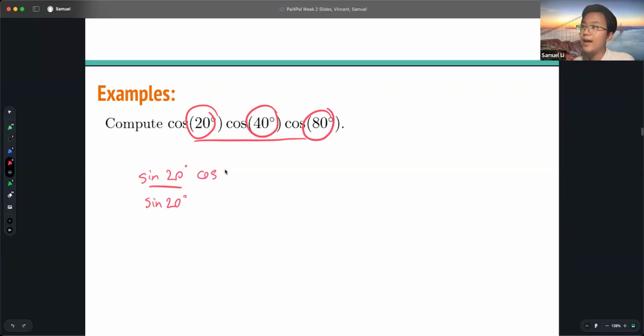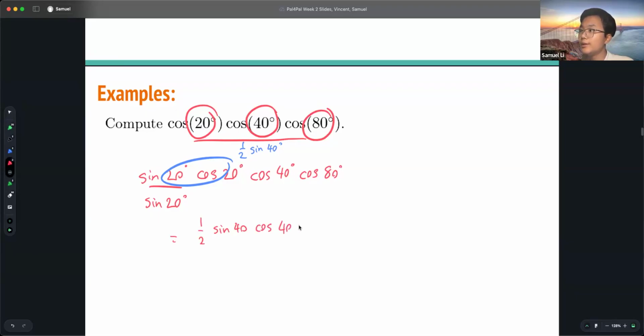And now we see that we have a really interesting thing on the numerator. Because first you look at these two terms and you realize that this is just the double angle for sine. So this thing right here is just half of sine 40. If we rewrite this, this would be half of sine 40, cosine 40, cosine 80 over the sine of 20.